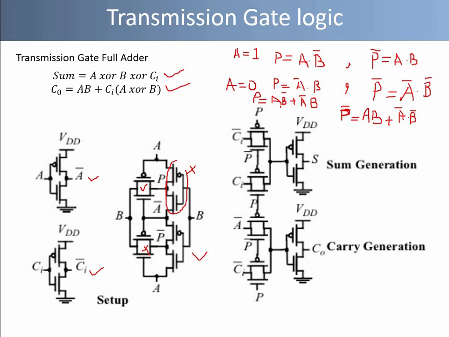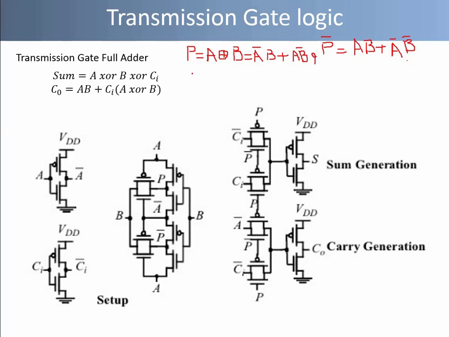This means that P realizes the function A XOR B and P complement realizes A XNOR B. So here we have rewritten P and P complement as P equal to A XOR B and P complement equal to an XNOR function. So we have written their Boolean representation.